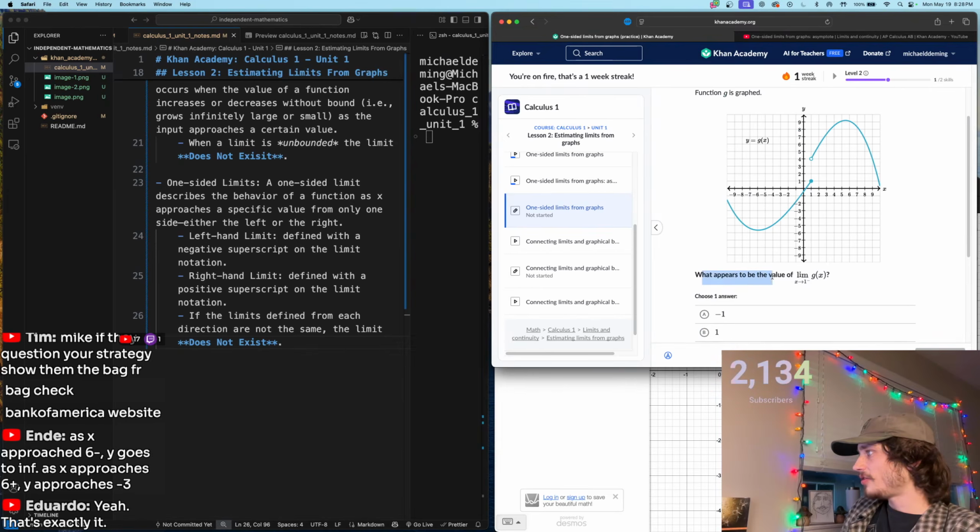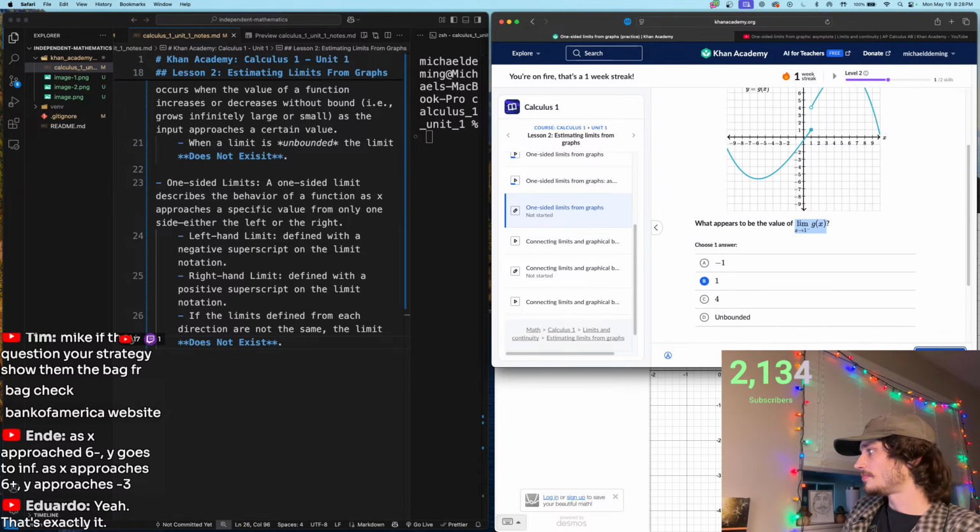What is the value of the limit of g of x as x approaches 1 from the negative direction? So as x approaches 1 from the negative direction, the limit's going to be 1.